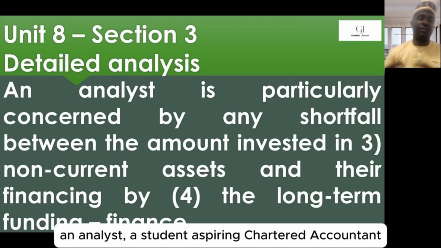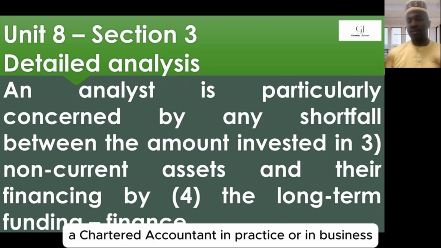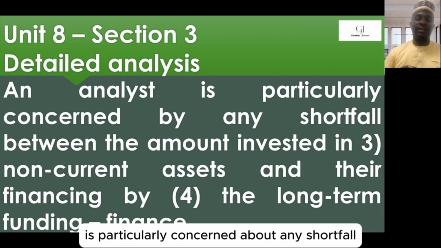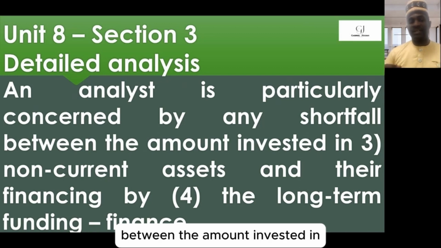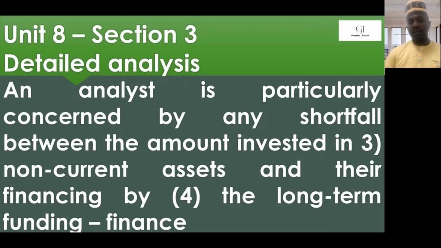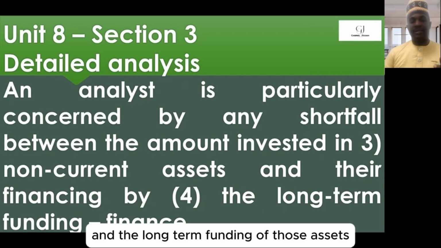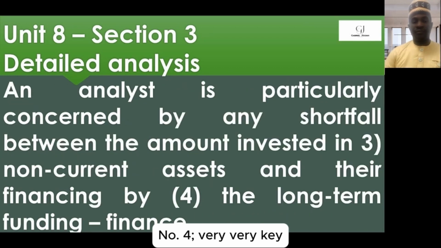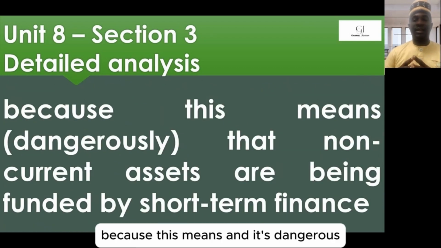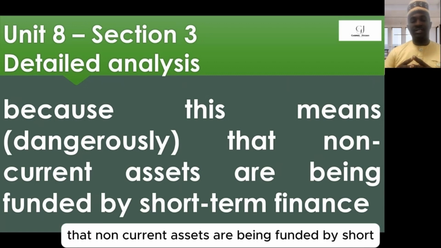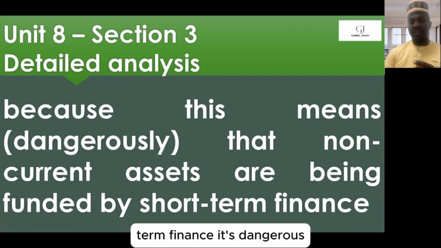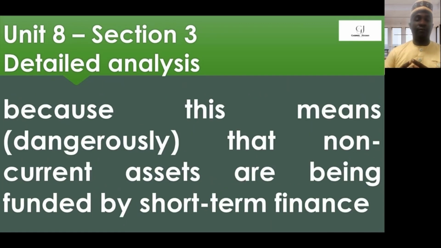An analyst, a student, an aspiring chartered accountant, a chartered accountant in practice or in business is particularly concerned about any shortfall between the amount invested in the non-current assets, which is number 3, and the long-term funding of those assets, number 4. Very, very key, because this means, and it's dangerous, that non-currents are being funded by short-term finance. It's dangerous. Very, very dangerous.